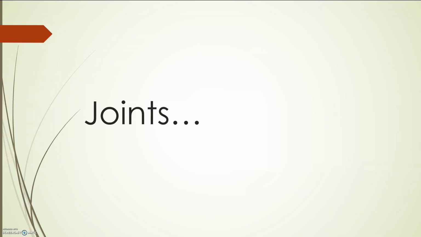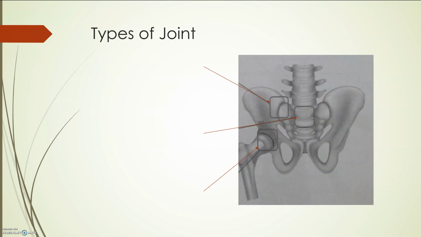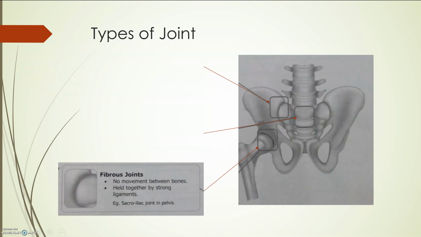So Year 11s, we have here our second lesson, we're looking at joints. We'll look at three types of joints here. We can see here a diagram of the pelvis. We can see the femur, which is joined into the pelvis, and we can see our spine being joined in with the pelvis, the types of joints. So we'll go through each one of them.